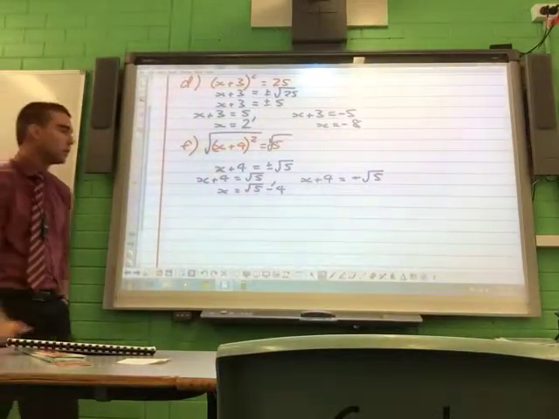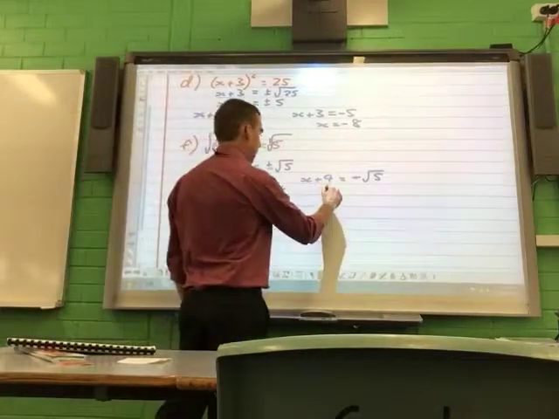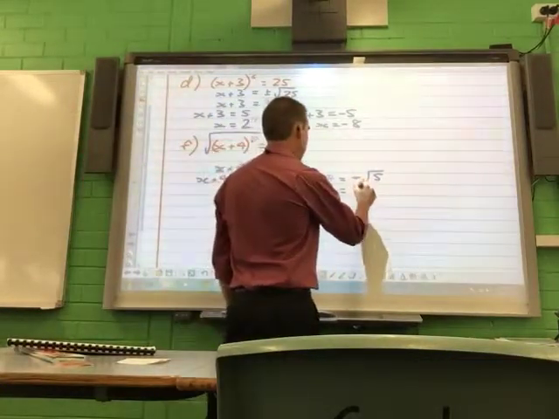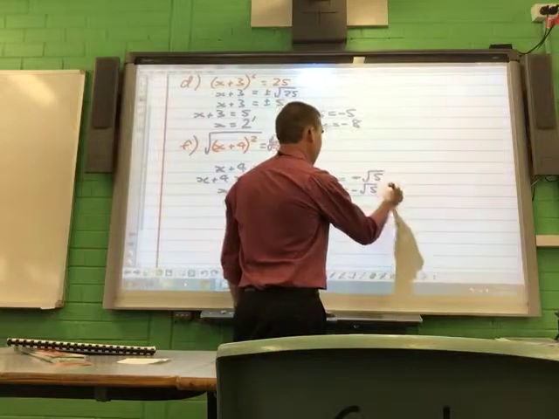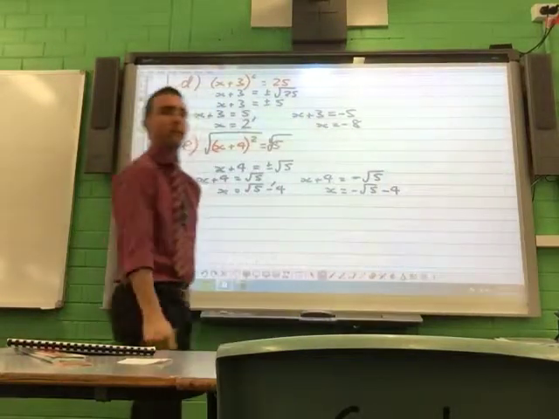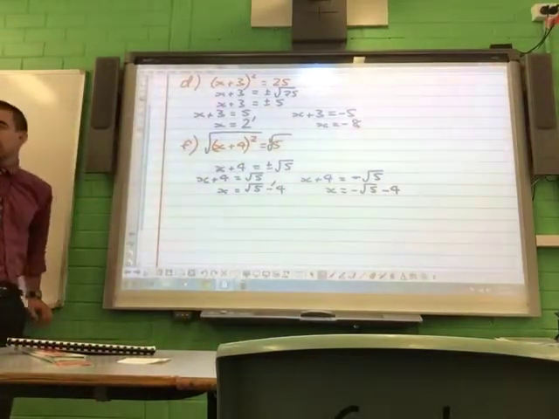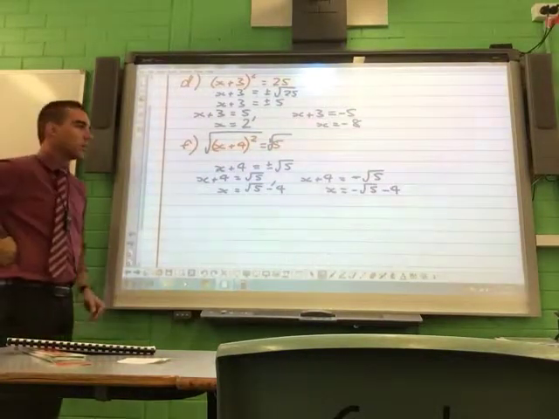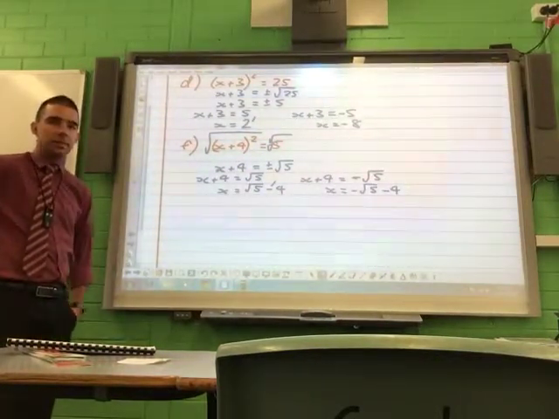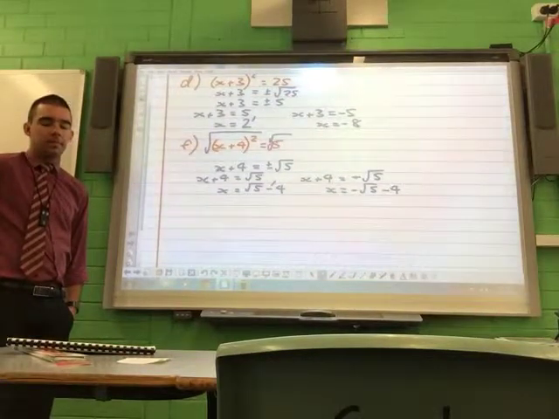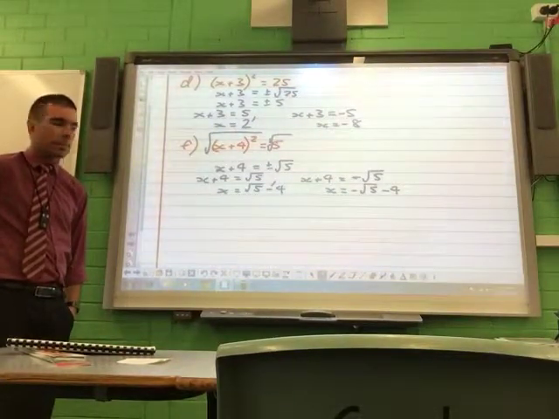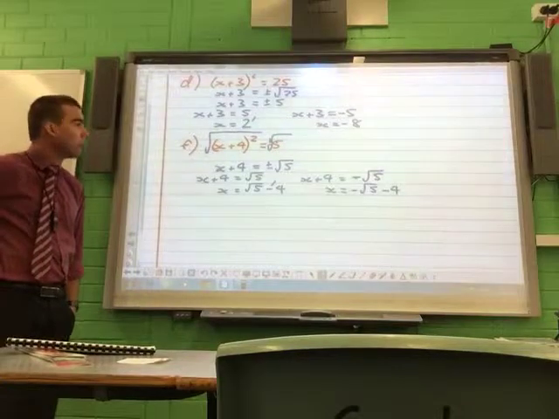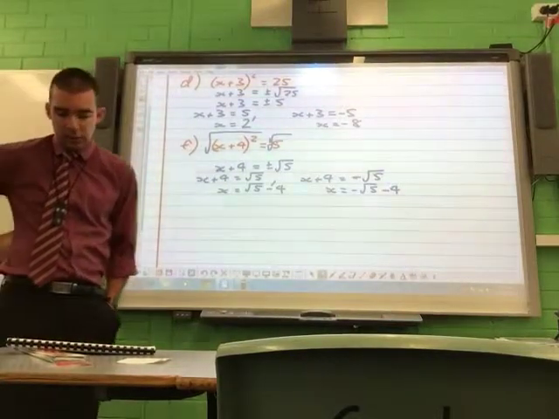Root 5 will give you an irrational number. And then x is also negative root 5 take away 4. Again, you cannot simplify that down any further, so you will leave it there as it is. So the first couple there were not completing the square, the next ones will be.